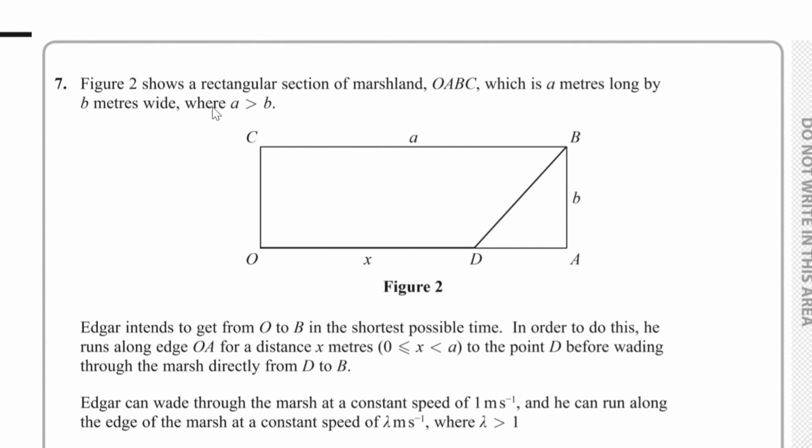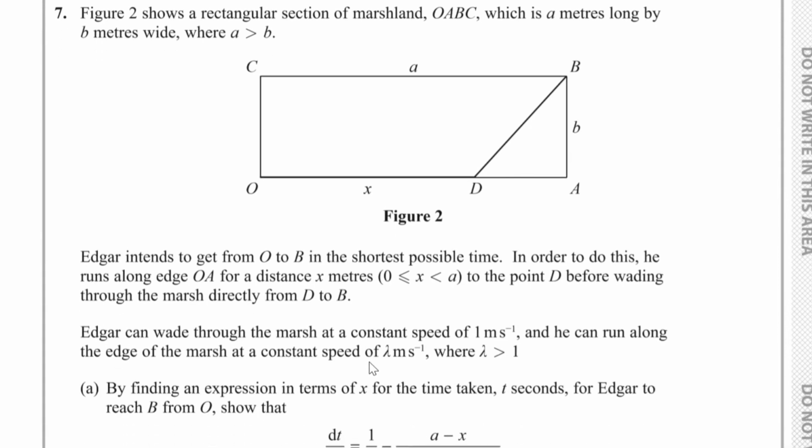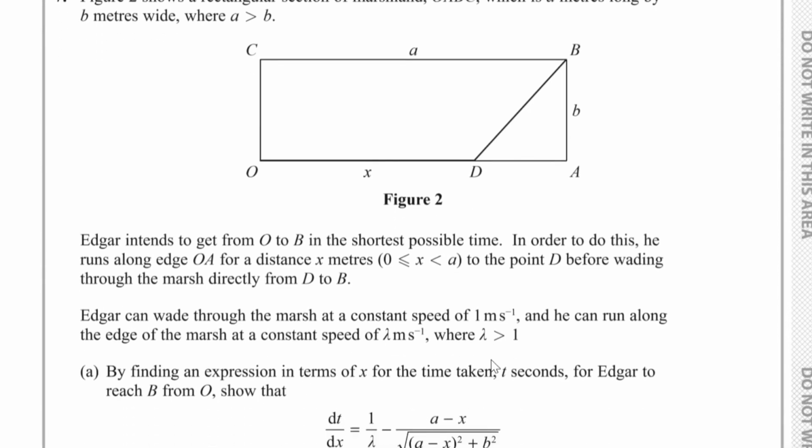Question number 7. Figure 2 shows a rectangular section of marshland OABC, which is A meters long by B meters wide, where A is greater than B. Edgar intends to get from O to B in the shortest possible time. In order to do this, he runs along the edge OA for a distance x meters, where x is in between 0 and A, to the point D before wading through the marsh directly from D to B. Edgar can wade through the marsh at a constant speed of 1 meter per second, and he can run along the edge of the marsh at a constant speed of lambda meters per second, where lambda is greater than 1.